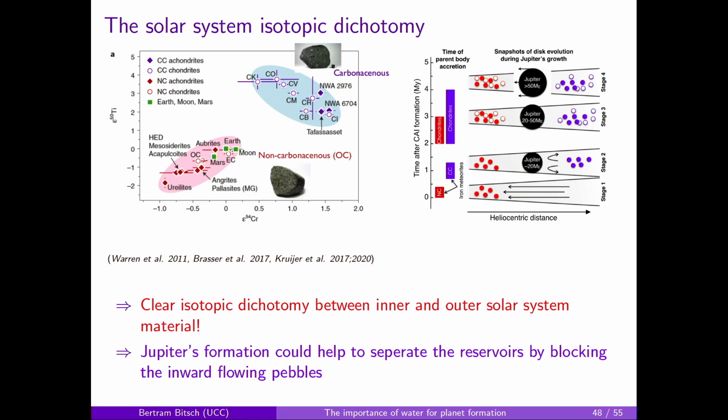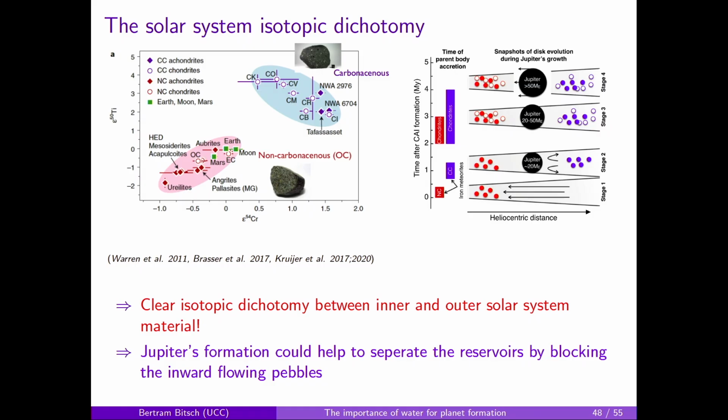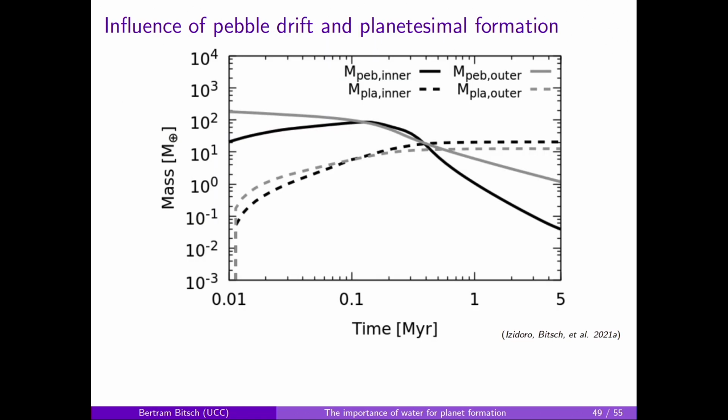This is the idea put forward by Kruijer 2017, where, as our system grows, and this is time in the vertical direction, Jupiter's core grows, and then we start to open a gap and block the blue material exterior to Jupiter. We cannot mix the blue and the red material, and then we have this isotopic dichotomy. In their model, Jupiter formed around 1.5 million years. But the problem is that 1.5 million years is a very long time, considering how fast pebbles can drift through the protoplanetary disk.